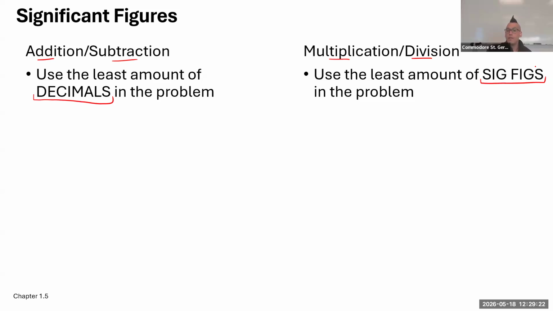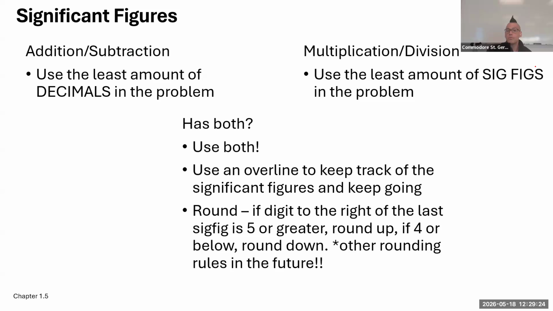And then sometimes you have both. So if it has both addition, subtraction, and multiplication, division, you're going to use both. We're going to use what's called an overline. So like a line on top of a number. Let's see, 0.3. Let's say this had 3 sig figs. We're going to put an overline there and keep track of the sig figs and then just keep doing the operation. That's the only new thing we're going to do.